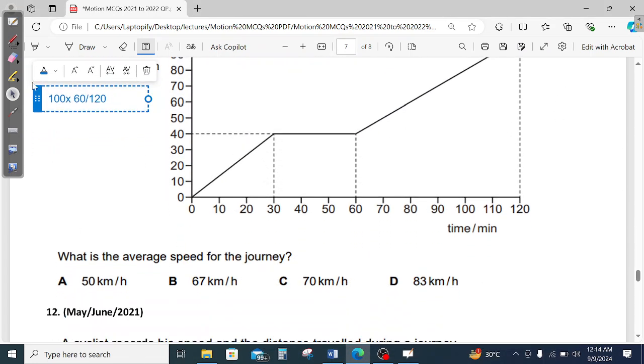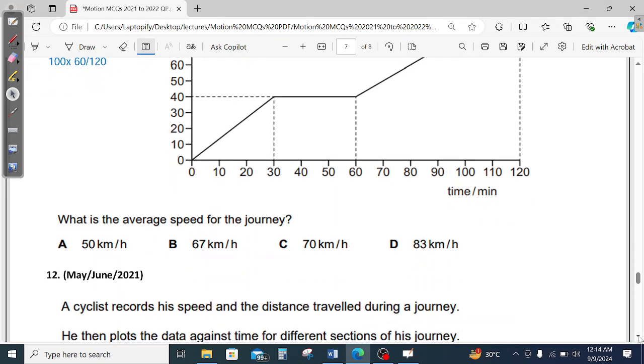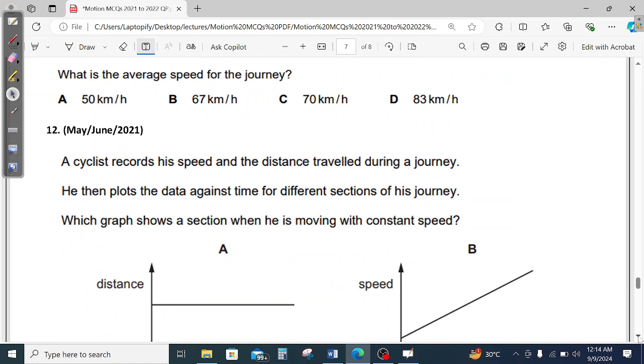Yes, this is the correct option. Now move towards question 12. I think this is the last MCQ. A cyclist records his speed and the distance traveled during a journey. He then plots his data against time for different sections of the journey. Which graph shows a section when he is moving with constant speed?